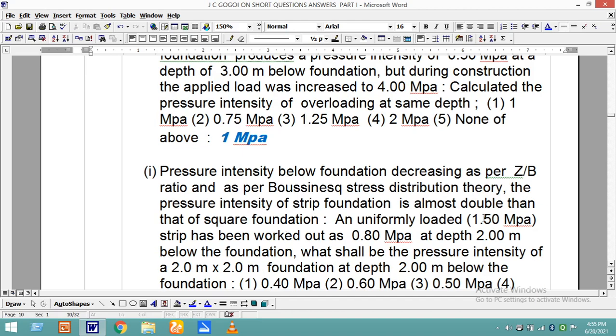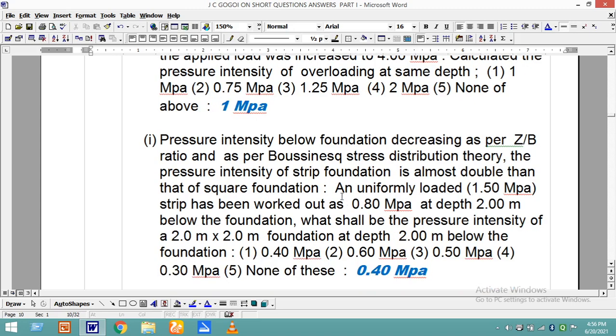A uniformly loaded 1.5 MPa strip has been worked out as 0.8 MPa at a depth of 2 meters below the foundation. What will be the pressure intensity of a 2 by 2 meter foundation at a depth of 2 meters below the foundation? You see, in the question it is already stated: in case of strip foundation, it is double than that of square foundation. So we have to calculate for square foundation. This divided by 2, it is 0.4 MPa.